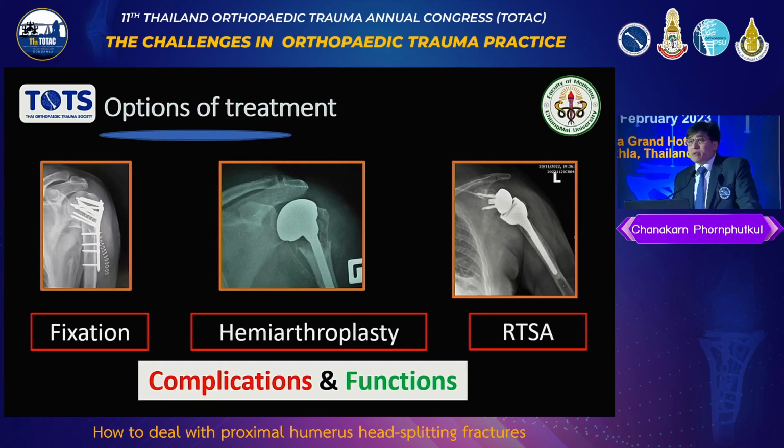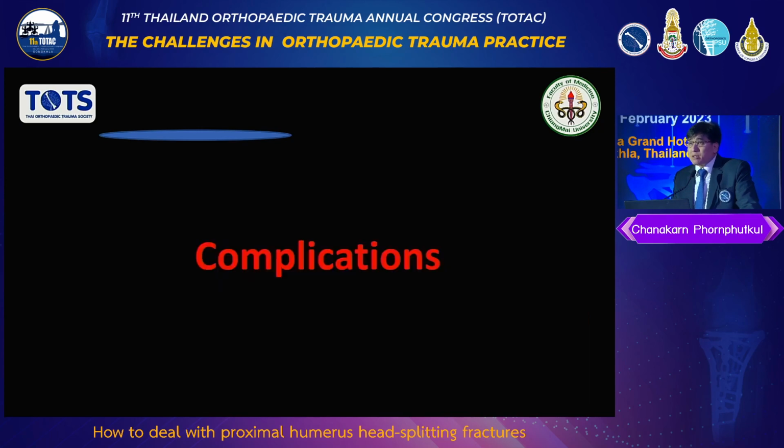So the options of treatment range from conservative to fixation, like hemiarthroplasty or reverse total shoulder. But as a surgeon, we are looking for which one has the least complication and the best function. That is probably how we decide which kind of treatment. Let's look at the complication first.